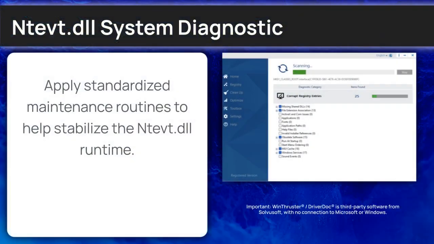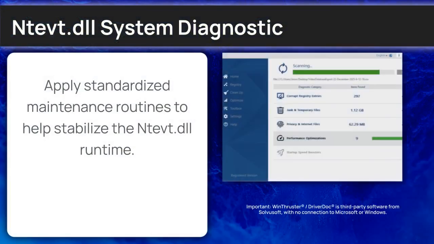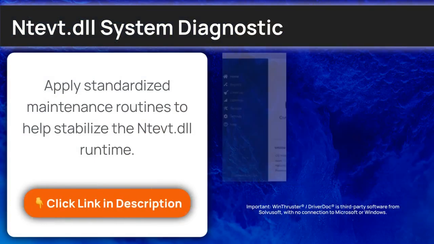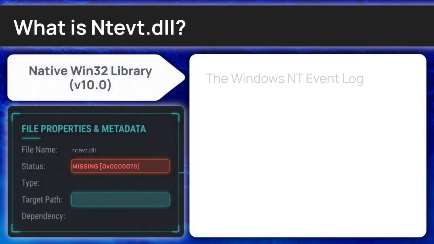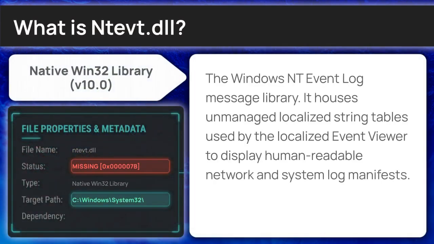To start our troubleshooting for NT Event Library, you can follow my manual steps or use a utility for a clean environment review. This is the NT Event Library, the Windows NT Event Log Message Library. It houses unmanaged localized string tables used by the localized event viewer to display human-readable network and system log manifests.